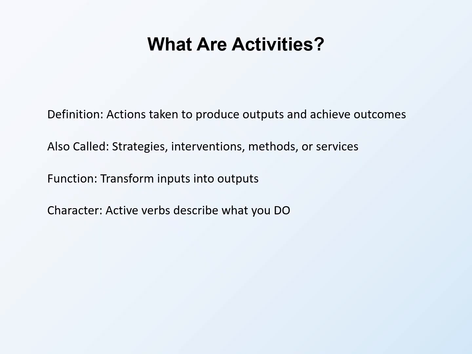The character of activities is fundamentally action-oriented in nature. They should be described with active verbs: provide, deliver, conduct, train, counsel, screen, educate, support, and facilitate. Activities are things you actively do for and with participants, not things you hope will happen or things that passively occur. This action orientation helps reviewers understand your program approach.